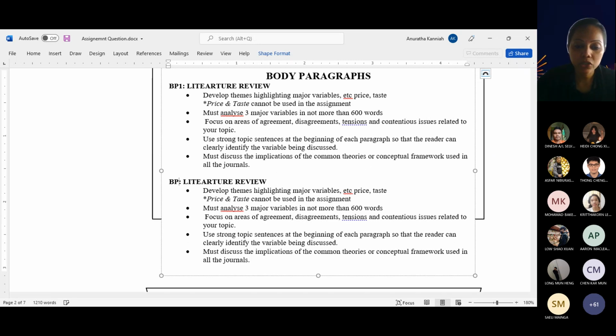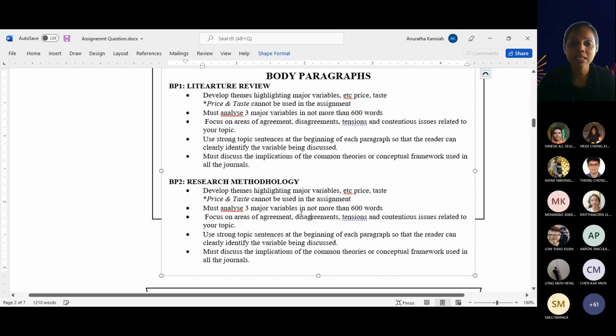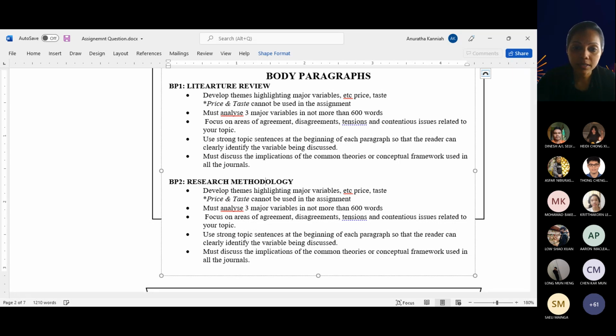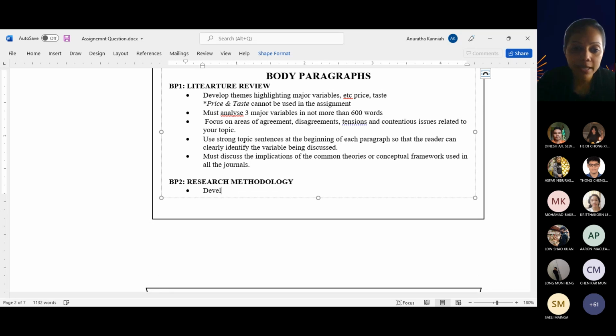So your body paragraph 2, you are going to work on what did we do today? The lecture. Quantitative research is known as research methodology. So what do you do in research methodology? Tell me all the things that we did today. You're supposed to remember the concepts. How many concepts were there? 6. Very good.